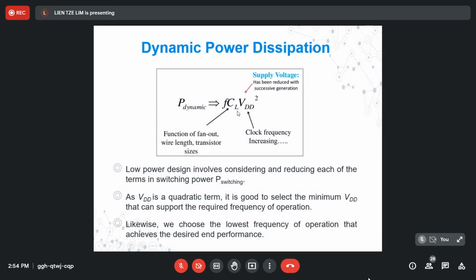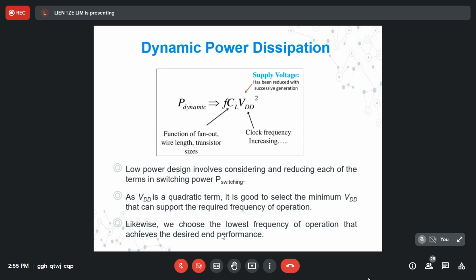Again, you see here, this is the formula of the dynamic power dissipation. This is defined here. Low power design involves considering and reducing each of the terms in switching power. As VDD is a quadratic term, it is good to select the minimum VDD that can support the required frequency of operations. Likewise, we choose the lowest frequency of operations that achieves the desired end performance. So the choice of the frequency is also important.